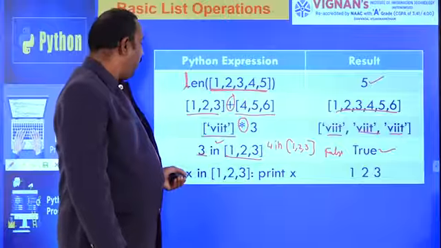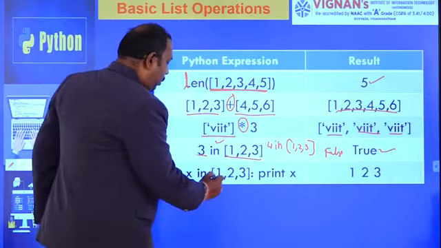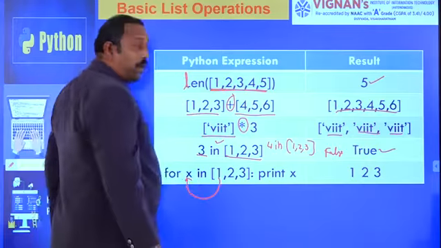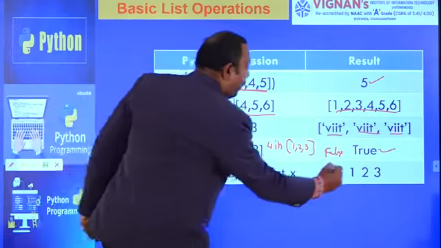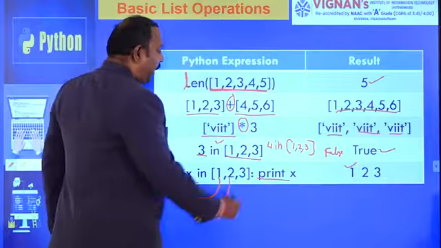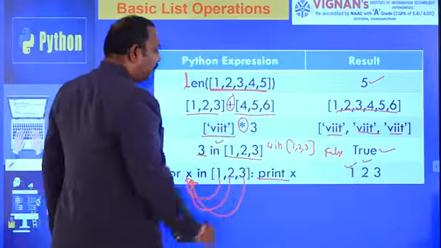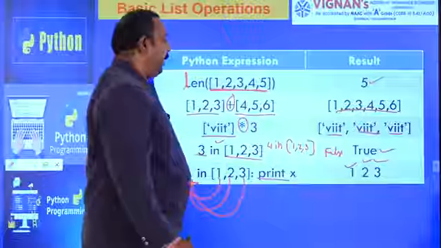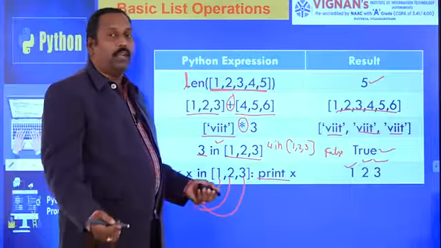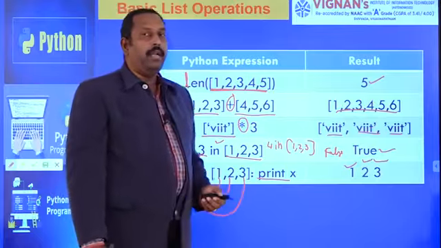And the last one is for x in 1, 2, 3 print x. That means the for loop we already know. For each element, 1 will be assigned to x, and print x means 1 will be printed. Next 2 will be assigned to x, print x means 2 will be printed. Next 3 will be assigned to x, print x means 3 will be printed. So if you want to print the elements in the list, we can use a for loop, or we can also use a while loop to print the values in the list data structure.